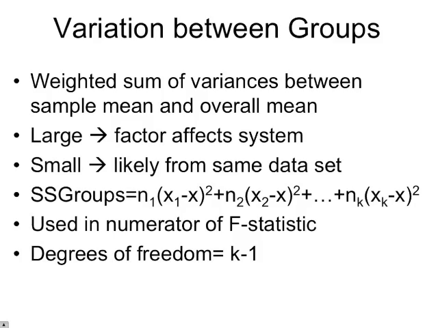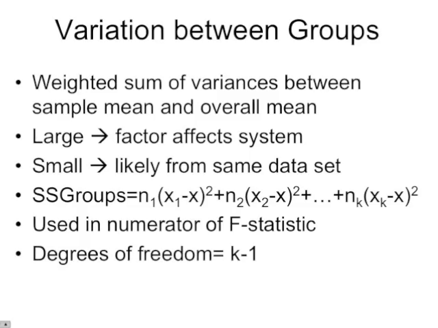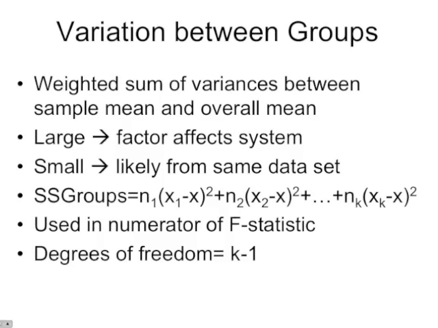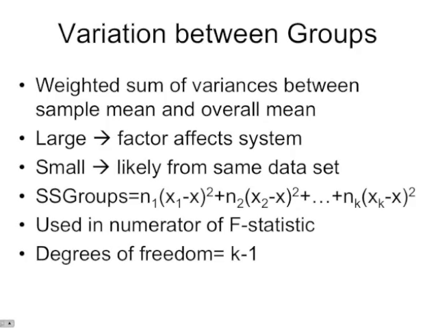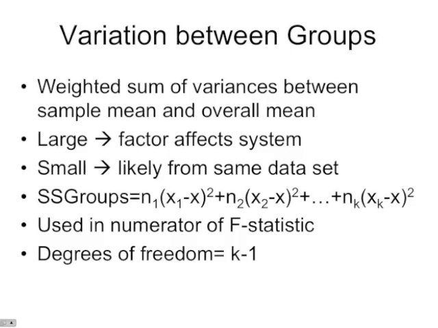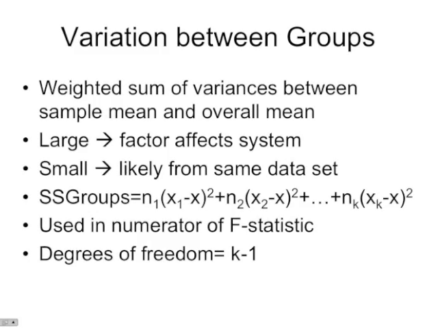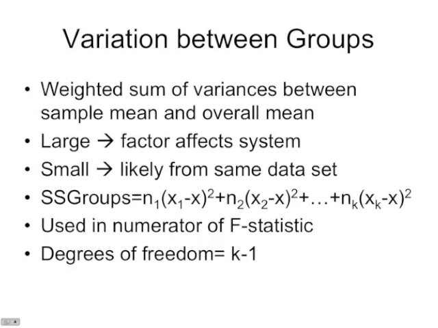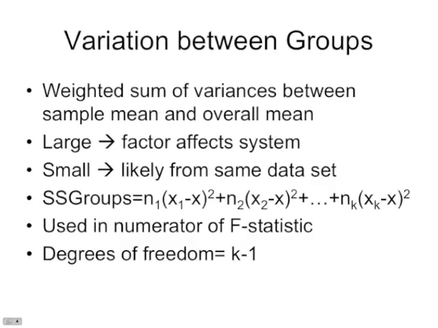We have the equation here for the sum of the squared variations between groups. It's used in the numerator of the F statistic, and the degrees of freedom for this measurement is k minus 1, where k is the total number of groups, n is the number of measurements in each group, x1, x2, and x sub k are the means of the groups, and x is the overall mean of your data.